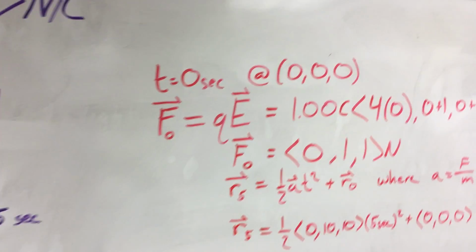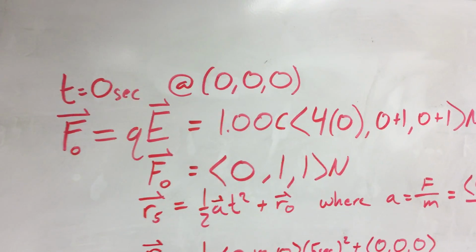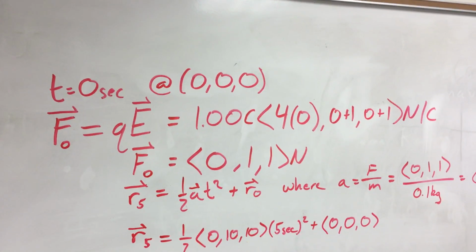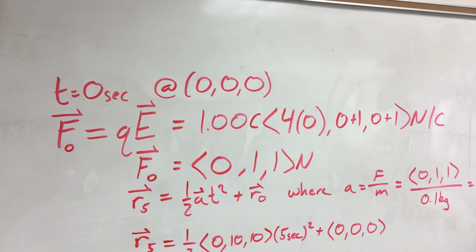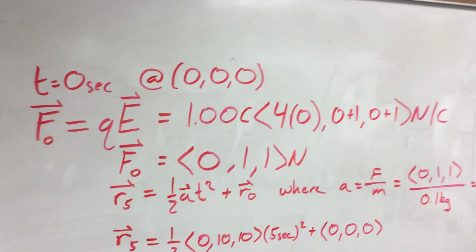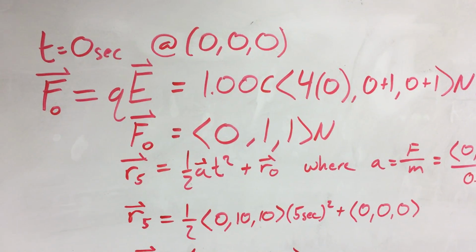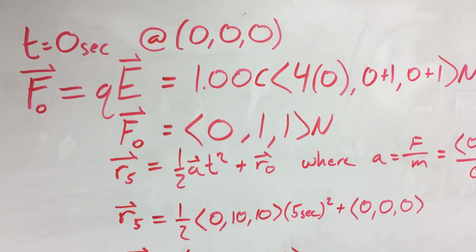So we're going to start with, we just know that it's at the origin, at rest initially, so we can calculate our initial force on the particle using our force is equal to our charge times our electric field. And so we just plug the point 0, 0, 0 into this equation for our electric field, and that spits us out a force of 0, 1, 1.